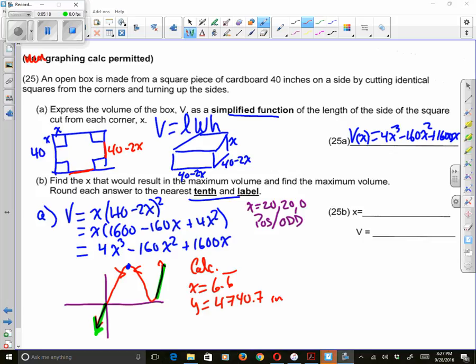And this is inches cubed. This will be inches. So x is 6.7 to the nearest tenth inches. And volume is 4,740.7 inches cubed. And again, that's a calc function on the graphing calculator.